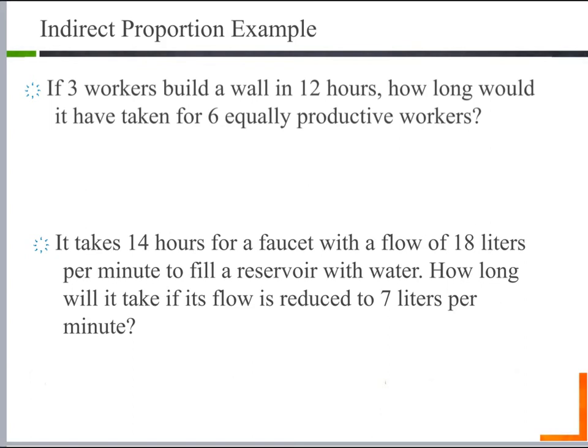So if 3 workers build a wall in 12 hours, how long would it take for 6 equally productive workers? So the way I'm going to set this up is I'm going to do workers together and then my time, so my hours. Now keep in mind that since this is an indirect, right, because 3 workers takes 12 hours, if I increase my number of workers, it should decrease my number of hours. So that tells me that it's indirect. I'm going to flip, so the way they will match will be the numerator workers goes with the denominator hours, and then the denominator workers goes with the numerator hours.